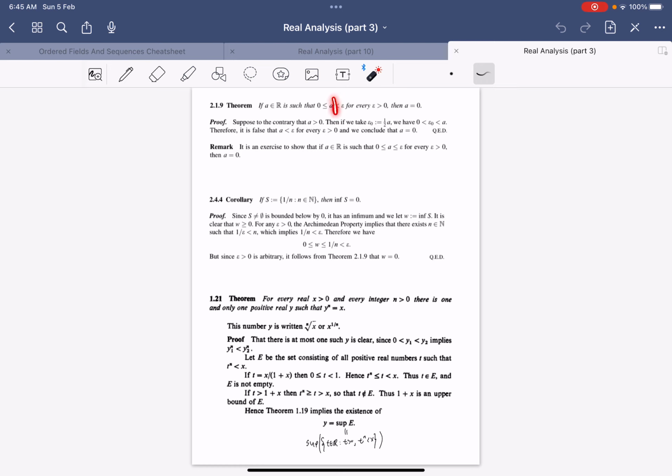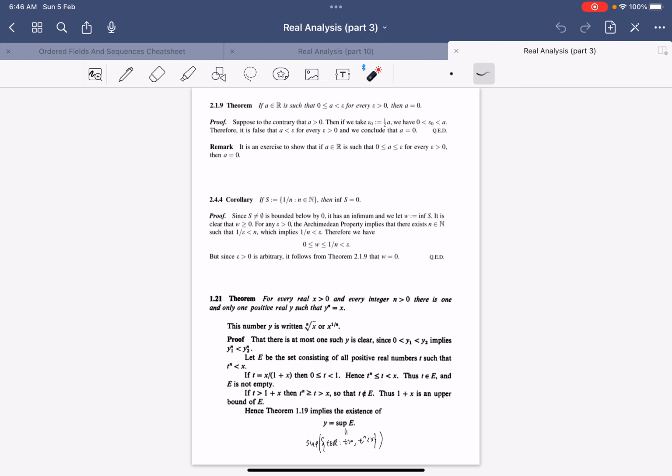So we have one part here already. So we just need to show that w is less than epsilon for any epsilon greater than 0. The Archimedean property implies that there exists a number n such that 1 over epsilon is less than n. And this implies that 1 over n is less than epsilon, and we get our desired property over here. So w must equal 0 and we're done.